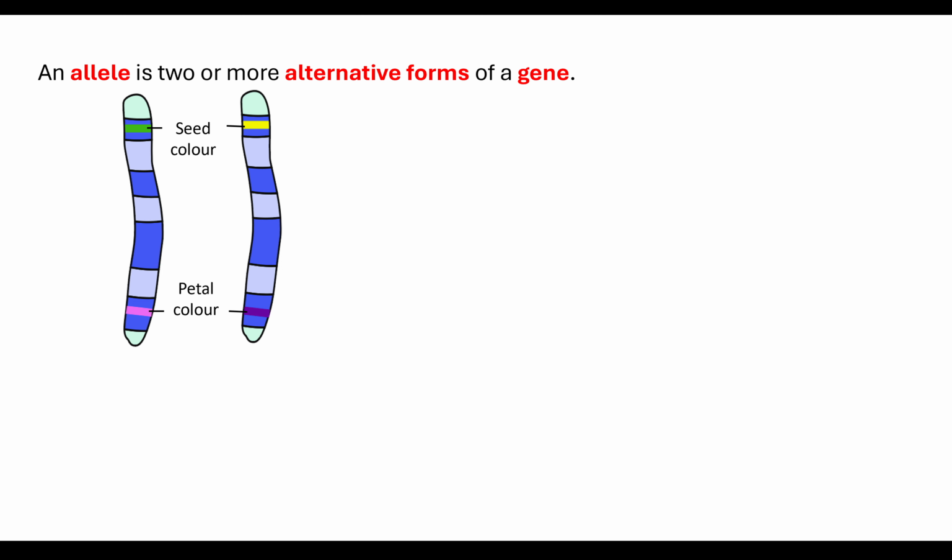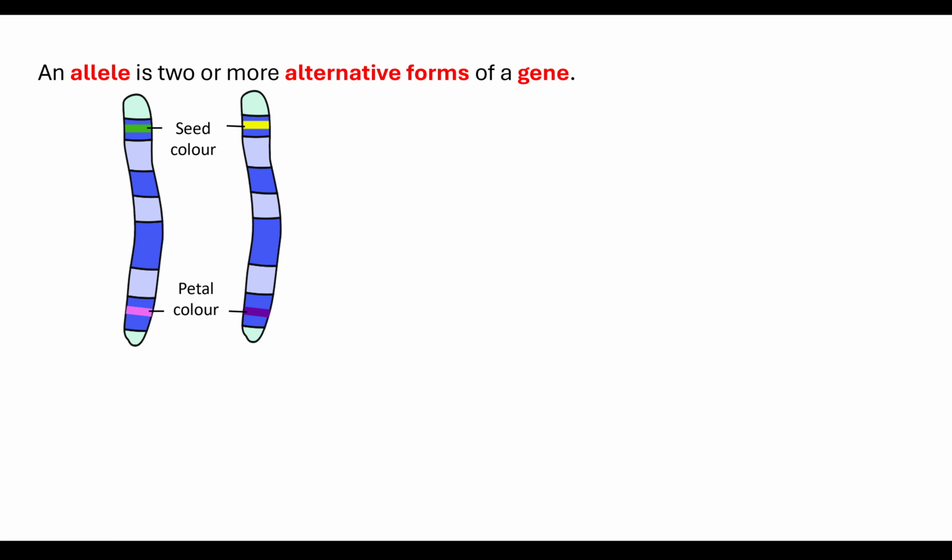Here I've got what's classed as the gene for seed color and the gene for petal color. You can see from my diagram, each of these chromosomes has got a different version. If we look at the one on the left for seed color, that gives us a green seed color, whereas the one on the right is giving us a yellow seed color. At the bottom, if we look at petal color, we've got a pink and we've got a purple. So we call these alleles. If there are two or more alternative forms of a gene, we would call that an allele.